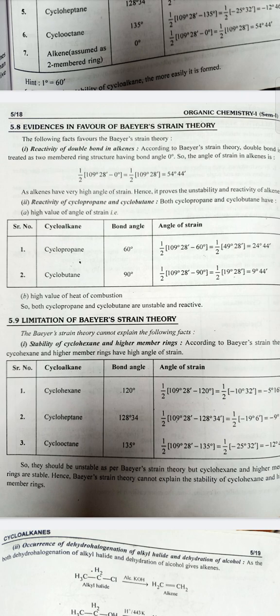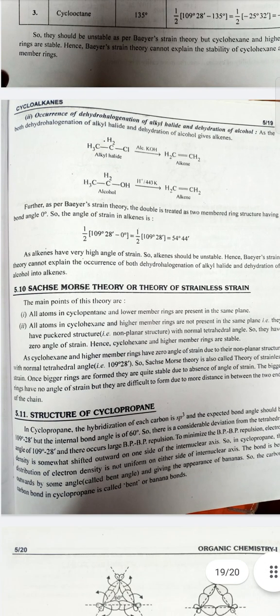Number 2. Occurrence of dehydrohalogenation of alkyl halide and dehydration of alcohol. Both dehydrohalogenation of alkyl halide and dehydration of alcohol give alkenes. Further, as per Bayer's strain theory, the double bond is treated as a two-membered ring structure having bond angle 0 degrees, so the angle of strain in alkenes is very high. As alkenes have a very high angle of strain, alkenes should be unstable. Hence, Bayer's strain theory can't explain the occurrence of both dehydrohalogenation of alkyl halide and dehydration of alcohol into alkenes.